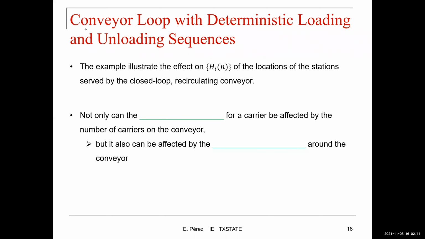Before we get into that, still on the deterministic loading and unloading sequences, the example illustrates the effect of the location of the station served by the closed loop recirculating conveyor. Not only can the capacity requirement for a carrier be affected by the number of carriers on the conveyor, but it also can be affected by the location of the stations around the conveyor.